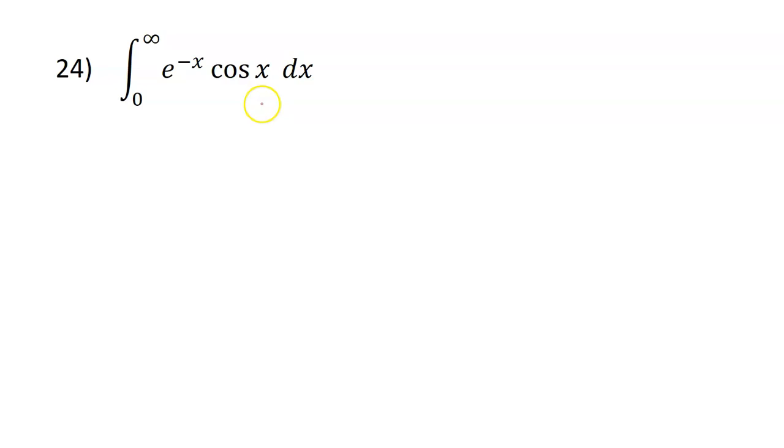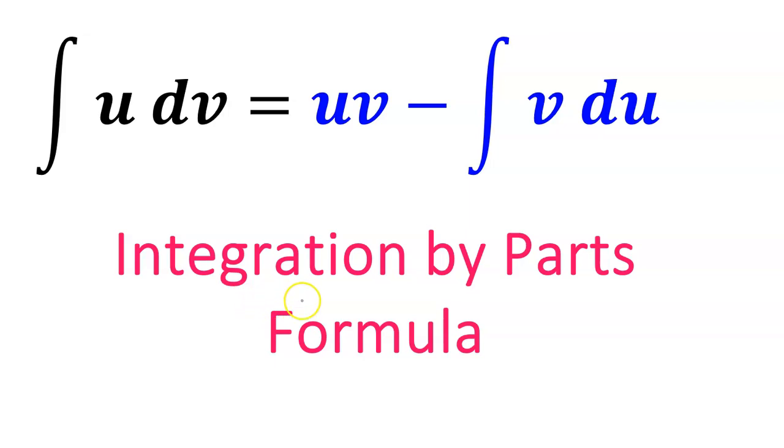For number 24, we cannot find the antiderivative by substitution. It just doesn't work. So we will have to use integration by parts. If you are not familiar with integration by parts, you should watch that lesson first and then come back. You can either click the link that appears in the upper right-hand corner or find the link in the description.